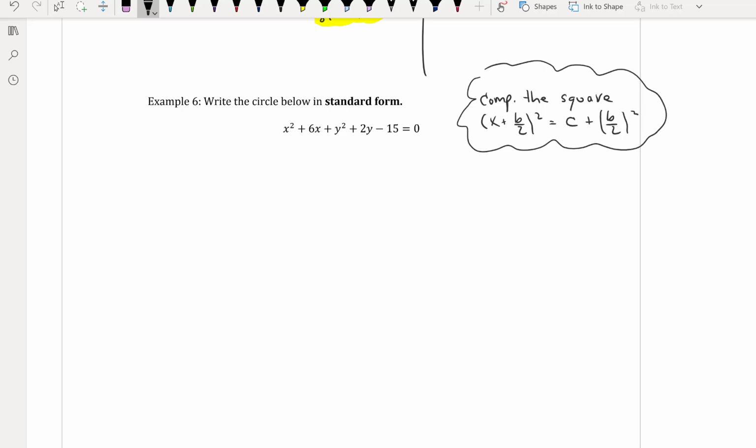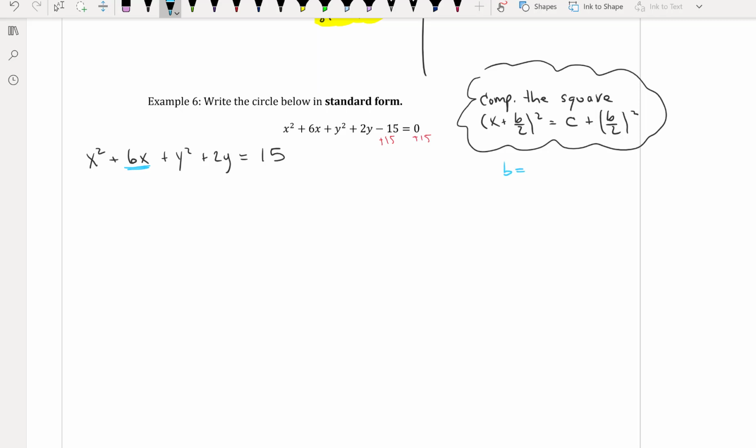So it looks like I already grouped my x's and my y's together. So the next thing I want to do is add 15 to both sides. So I'm going to have x squared plus 6x plus y squared plus 2y is equal to a positive 15. Now I'm going to look at this value over here. That's going to be my b value. So maybe I'll do it over to the side over here.